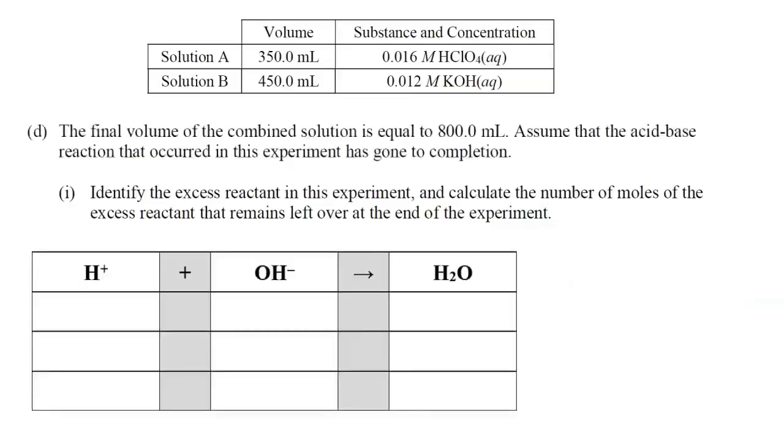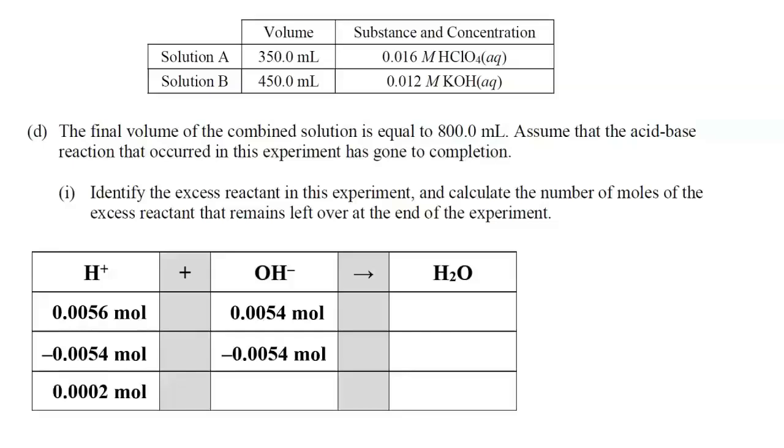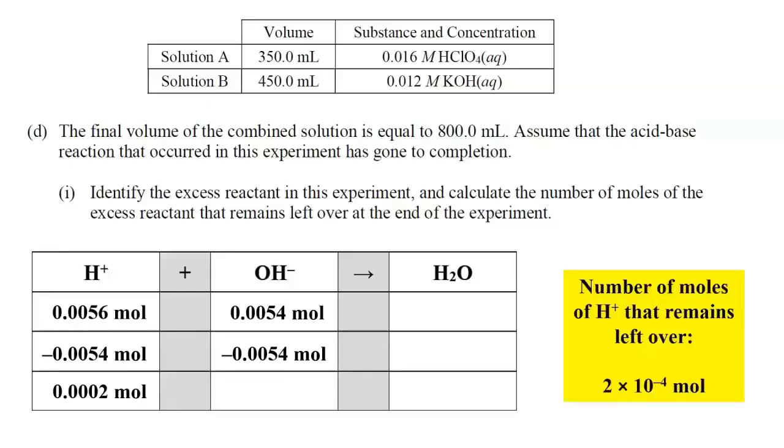So H plus reacts with OH minus to produce water in a 1-to-1 mole ratio. We have 0.0056 moles of H plus reacting with 0.0054 moles of OH minus. So the difference between these two numbers represents the number of moles of H plus, the excess reactant, that remains left over at the end of the experiment. Now, 0.0002 moles is the difference, or you could write that in scientific notation. That would be 2 times 10 to the negative 4. That's the number of moles of H plus that remains left over.